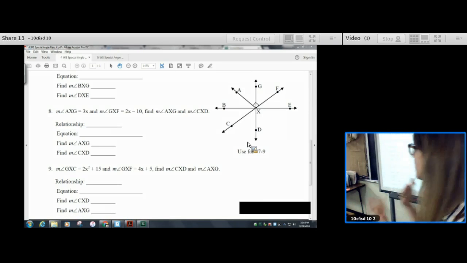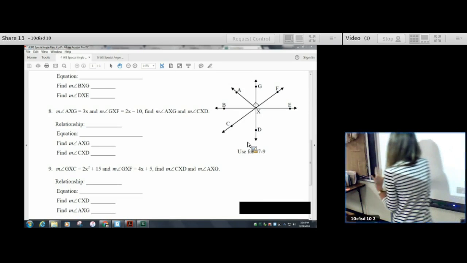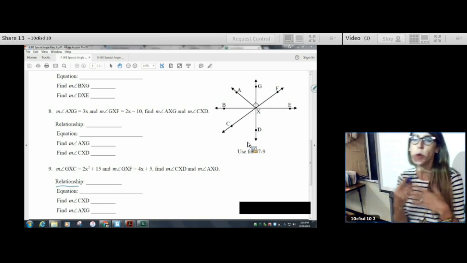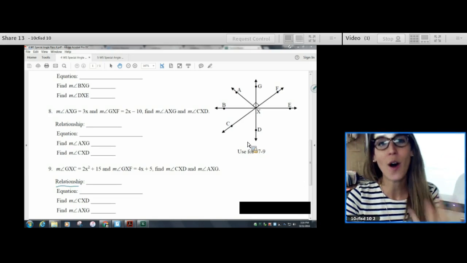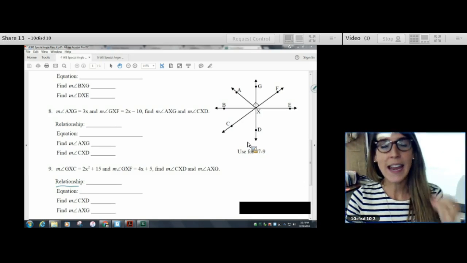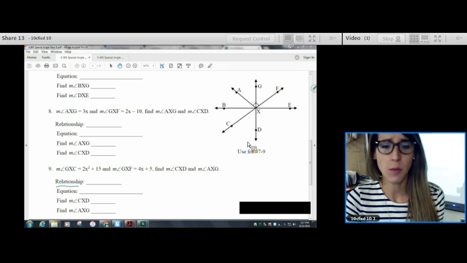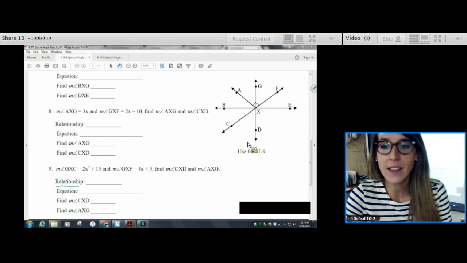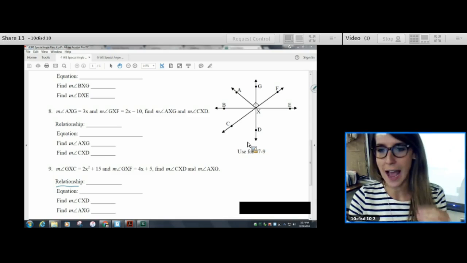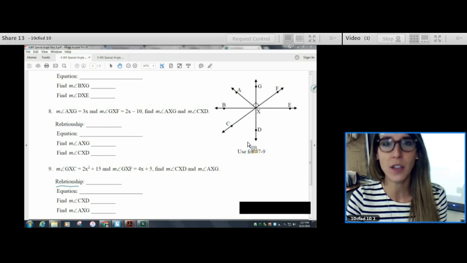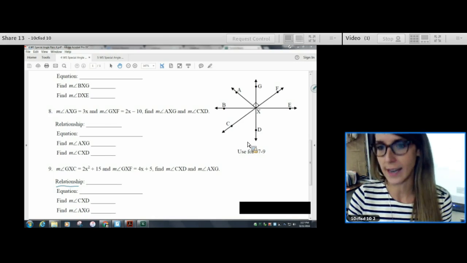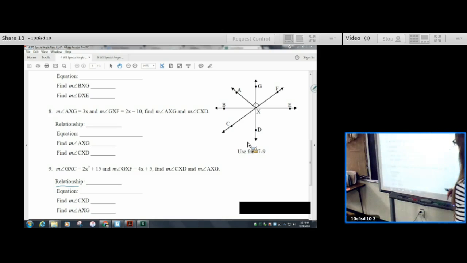Now notice 7, 8, and 9, first, they ask you for the relationship. When you're solving problems, when you're trying to solve for x, setting up the equation is the geometry part of it. Do I add them to equal 180? Do I add them to equal 90? Do I set them equal to each other? That is the relationship. So if you can establish what the relationship is, it'll tell you what equation to set up. So first, let's take a look at our picture and see what angles we're given.